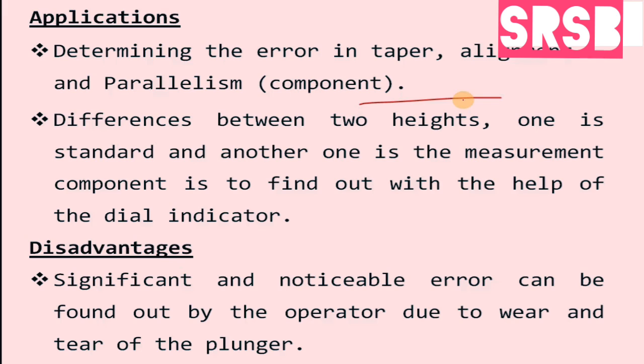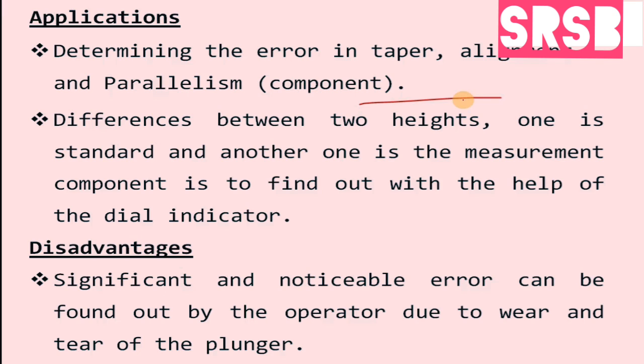It is used to find differences between two heights, one a standard and another a measured component, with the help of the dial indicator. Based on the variations, you check with the dial indicator and then adjust, supporting or building up with slip gauges. It also helps with a sine bar to measure the angle of the particular component.